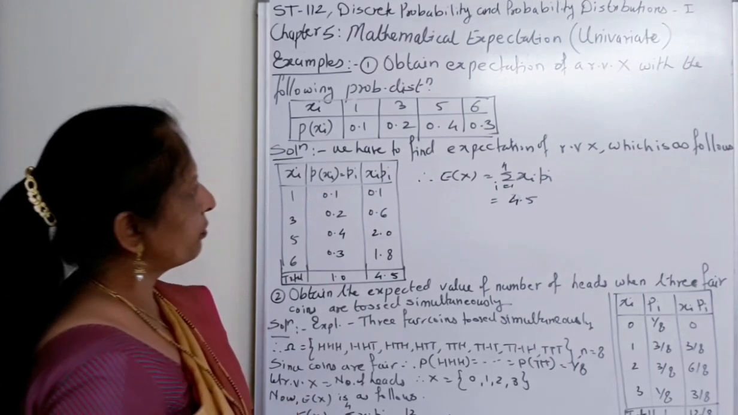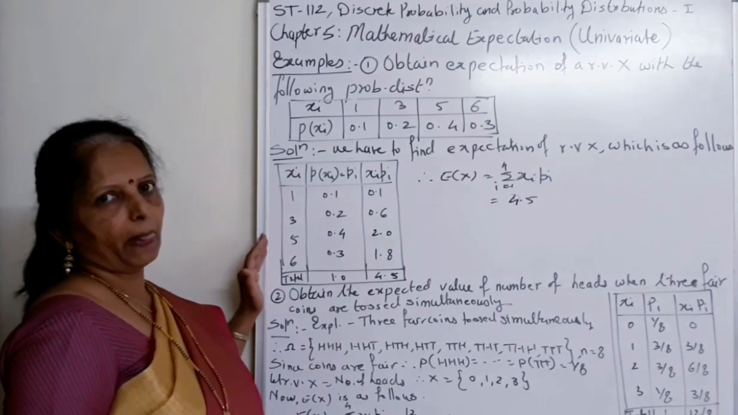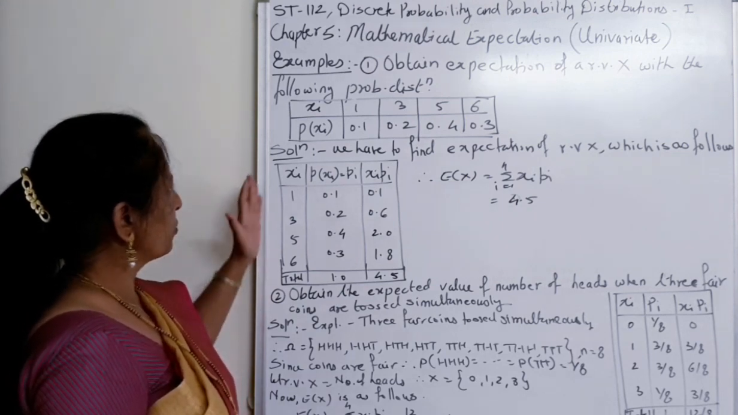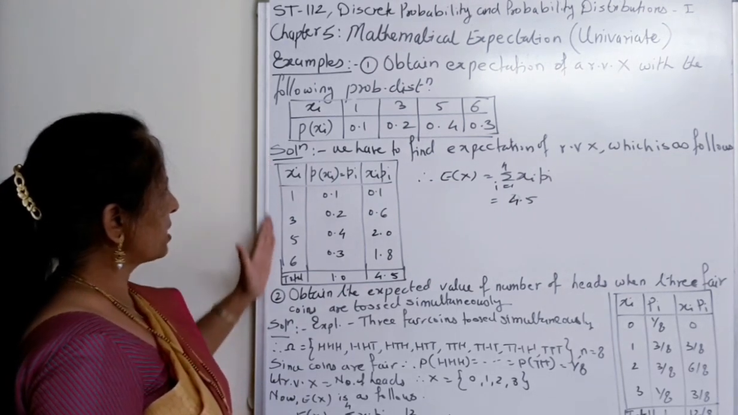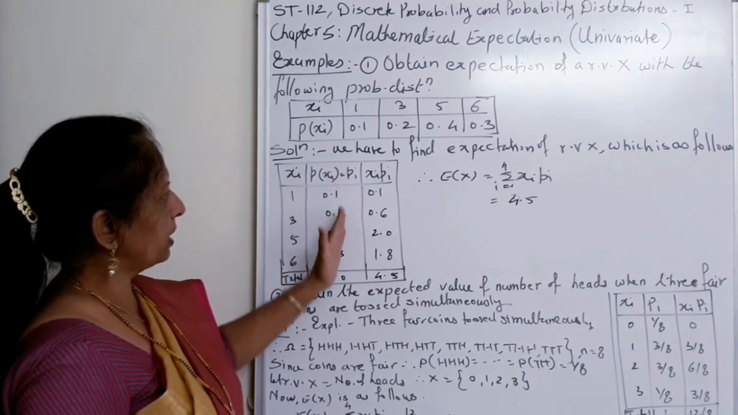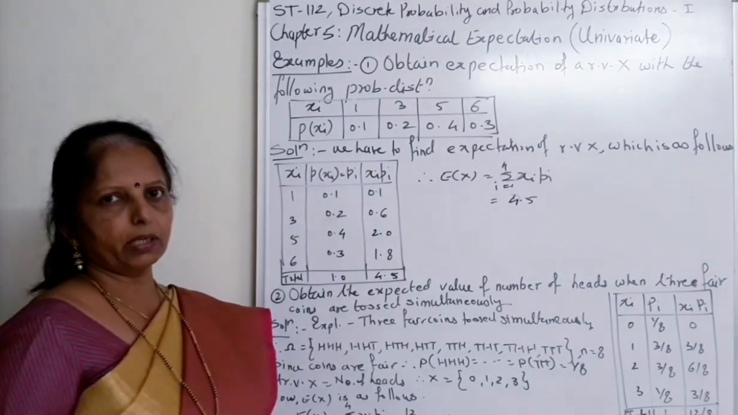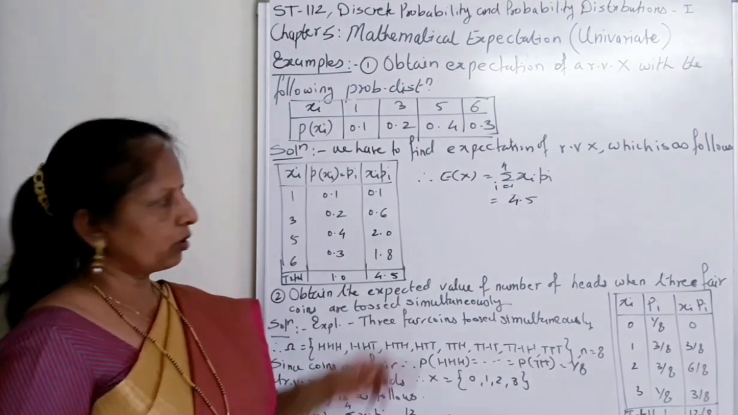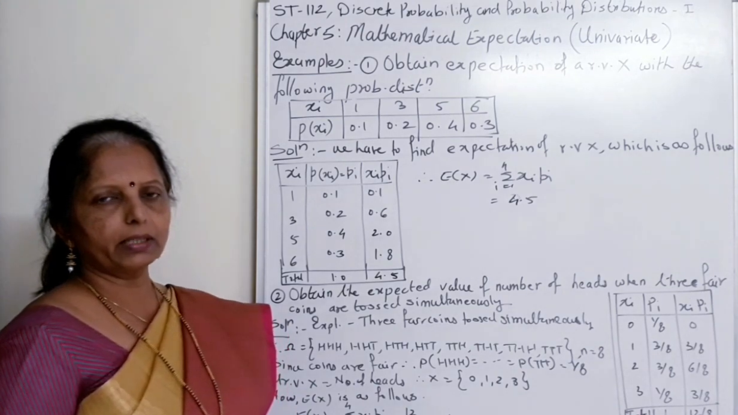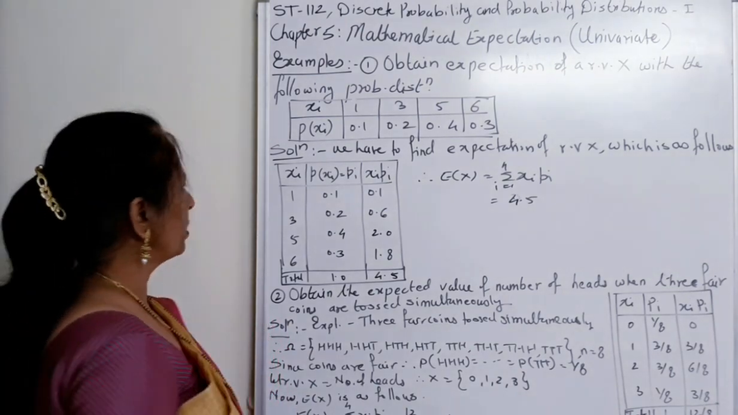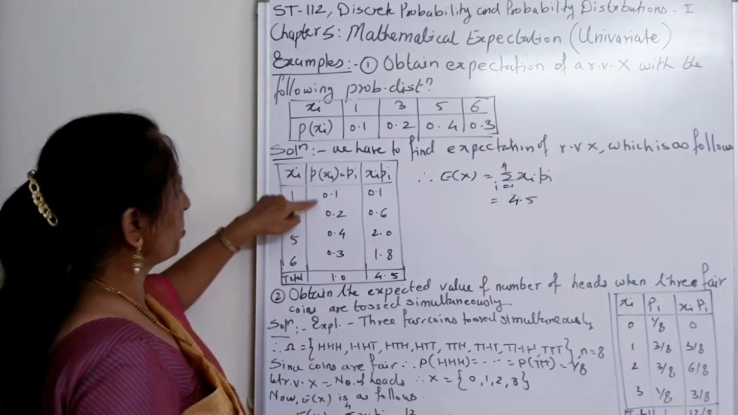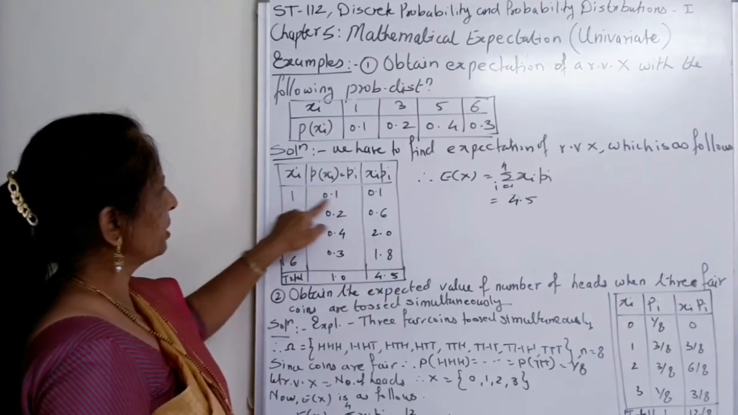According to the formula, we have prepared a table. We have written the first column as xi, the second column as pi. P of xi also we can write as pi. And the third column we have prepared as xi into pi, because its summation we require in finding the expectation of a random variable x. So xi values were written 1, 3, 5, 6. Their probabilities were written. Now we have multiplied this.